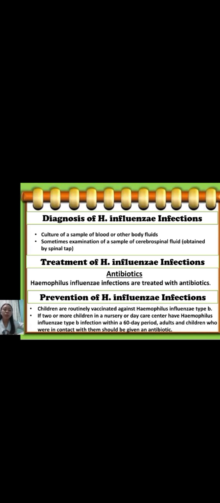So now let's proceed to prevention. Children are routinely vaccinated against Haemophilus influenzae. The vaccines have greatly reduced the number of serious Haemophilus type B infections such as meningitis. If two or more children in a nursery or daycare center have Haemophilus influenzae type B infections within a 60-day period, adults and children who were in contact with them should be given antibiotics.